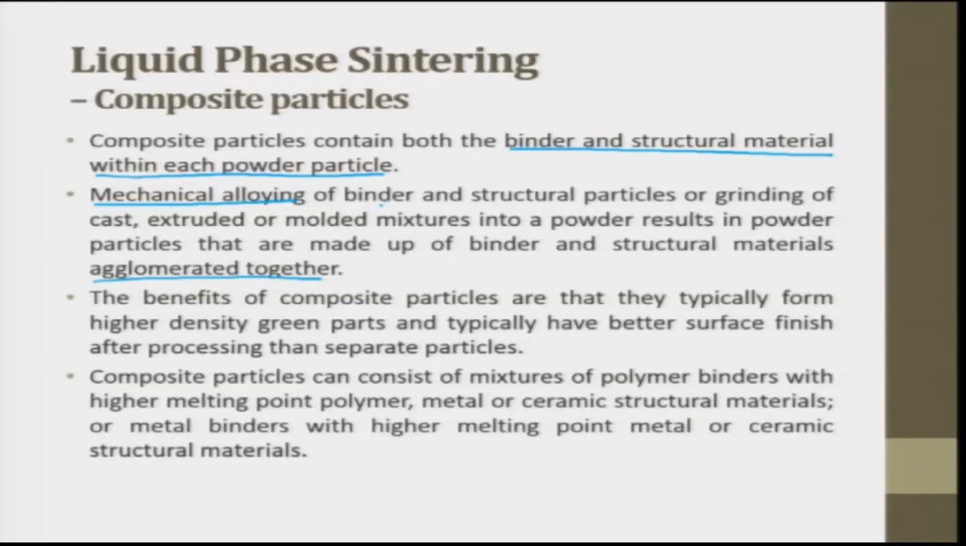This is what I said, cobalt and structural material particles can be tungsten carbide. You can grind it, grinding of cast. So, you can mix it together and then break it, or you can extrude, or you can mold the mixture into a powder, which results in the powder particles. The benefit of composite particles is that they typically form a higher density green part and typically have a better surface finish after processing than separate particles.